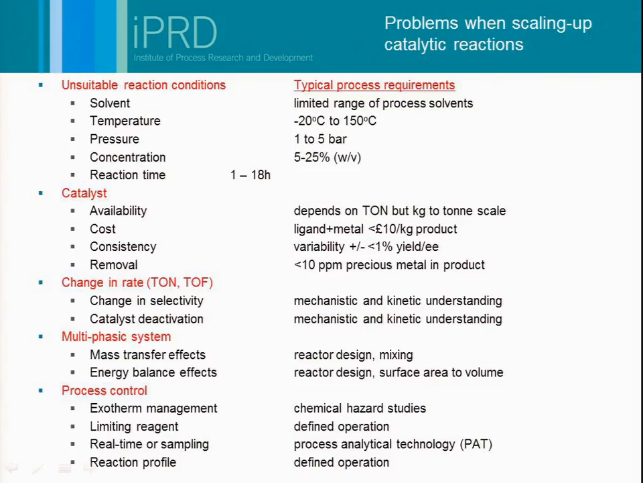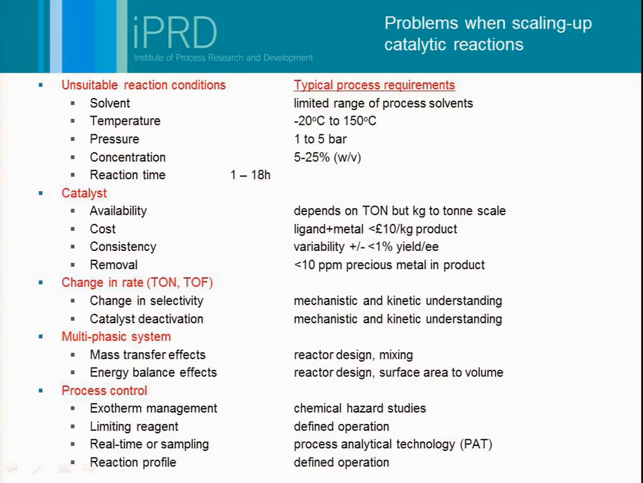And similarly, removal of the catalyst at the end. So if it involves metals or particularly precious metals, then removing those from tens of thousands of ppm down to about 10 ppm can be a very difficult thing to do. So consideration of how you remove the metal can become important.